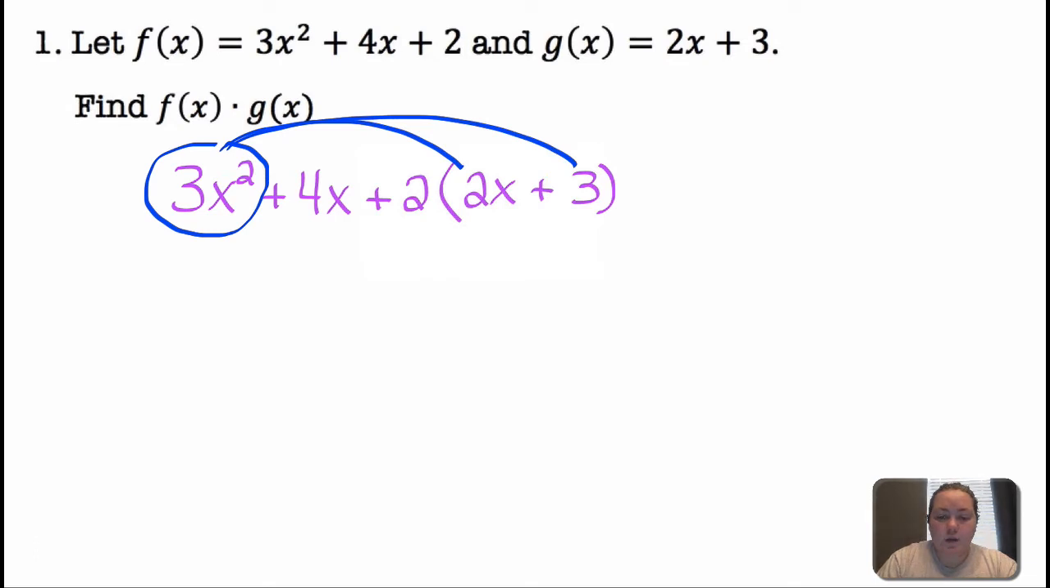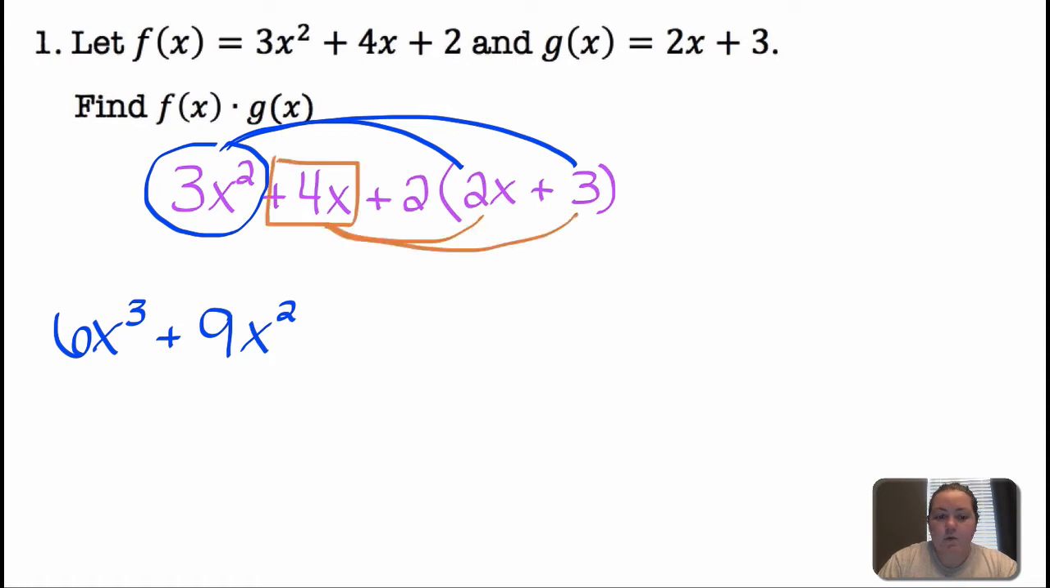So 3x squared times 2x would give me 6x to the third. Remember, when we're multiplying, we add the exponents. So I have 3 times 2 makes 6, and then x to the second times x to the first makes x to the third. All right, and then 3x squared times 3 would give me 9x squared. So 3 times 3 is 9, and I keep the x squared.